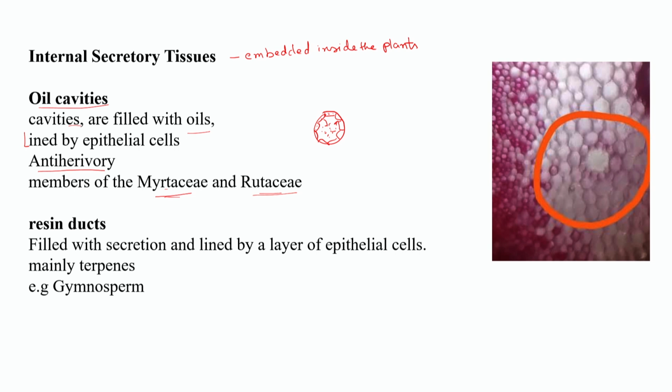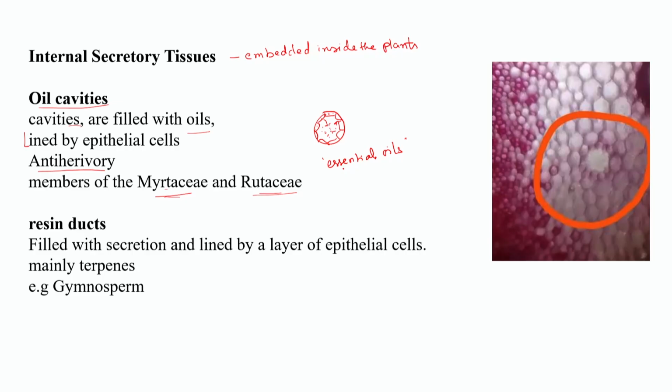And these oils which are present are many times also known as essential oils. You would have heard this term, essential oil. This name is also given to the oil secretions coming out from the plant, and they have a lot of medicinal value. You would have heard of many oils, like eucalyptus oil, rose oil, clove oil. So many oils have medicinal properties.